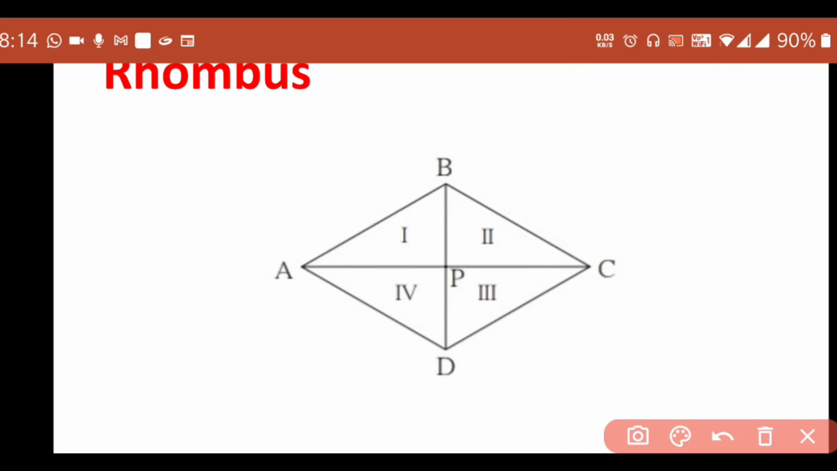Again, we can observe there are two diagonals, diagonal BD and diagonal AC. They intersect each other at point P. So diagonals of rhombus intersect at a certain point, and at that point of intersection, four right angles are formed. What are the names of these right angles? Right angle APB, right angle BPC, right angle DPC and right angle APD. In this way, four right angles are formed at the point of intersection of two diagonals.